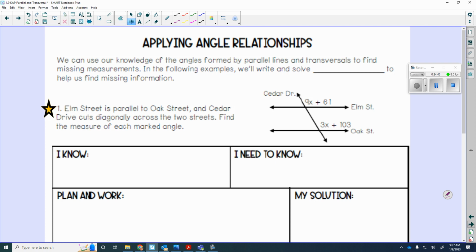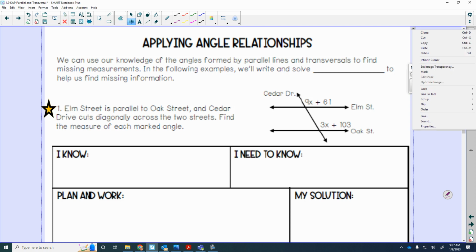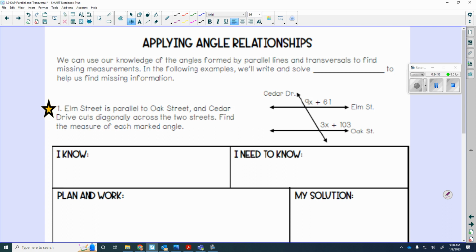All right, it says we can use our knowledge of angles formed by parallel lines and transversals to find missing measurements. In the following examples, we'll write and solve equations. Equations are not going away, to help us find it. Okay, it says Elm Street is parallel to Oak Street and Cedar Drive cuts diagonally across the two streets. Find the measure of each marked angle.